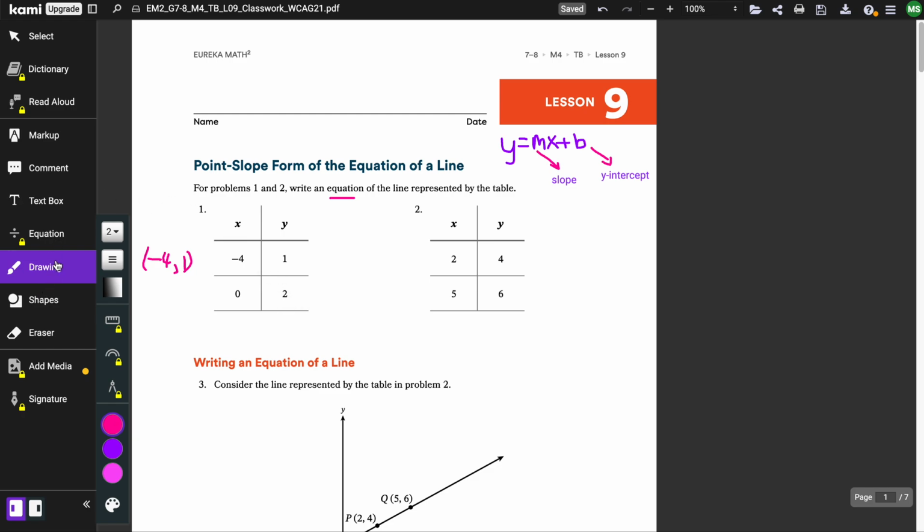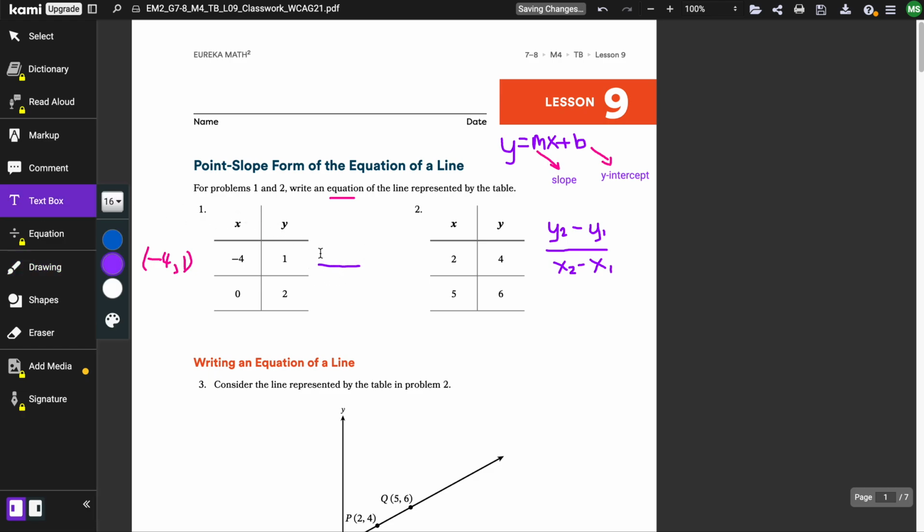So we keep in mind that the equation to find the slope when given 2 points is y2, and it doesn't matter which one is your second y point, minus y1, which is the other y, over x2 minus x1. So I'm just going to go ahead and find the slope of number 1 for you, so we can do that together as a little review.